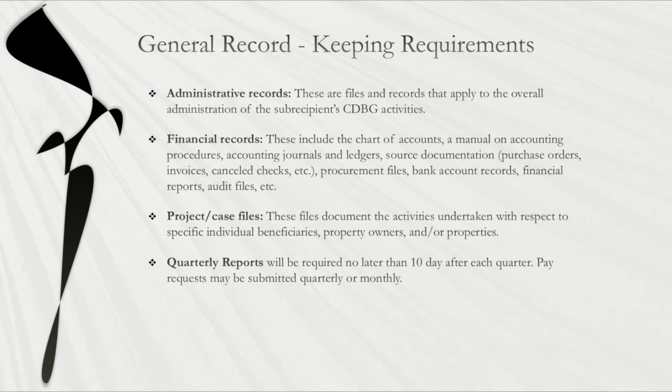Moving on to record keeping. We've talked a little bit about this within the financial section of this presentation. Moving further, the administrative records are files and records that apply to the overall administration of the subrecipient CDBG activities. Financial records include a chart of accounts, manual on accounting procedures, accounting journals, ledgers, source documentation, procurement files, bank account records, financial reports, audit files, and more.